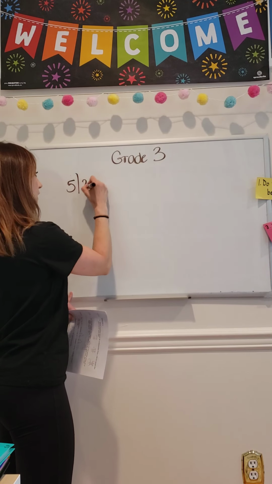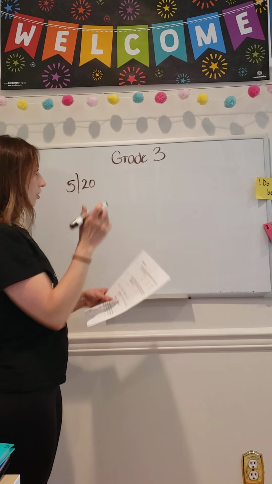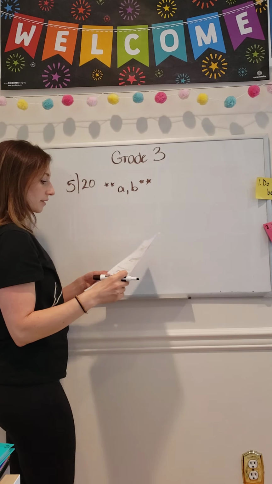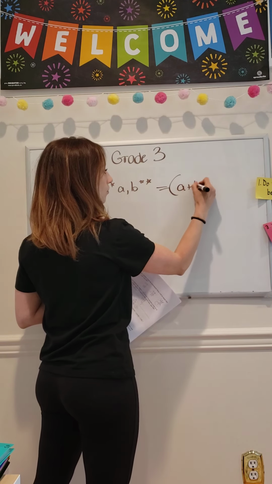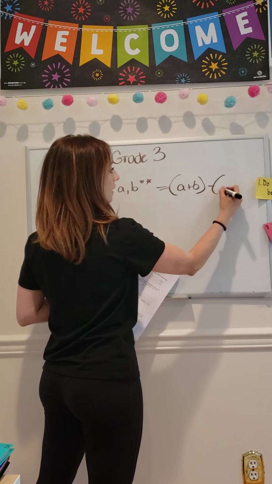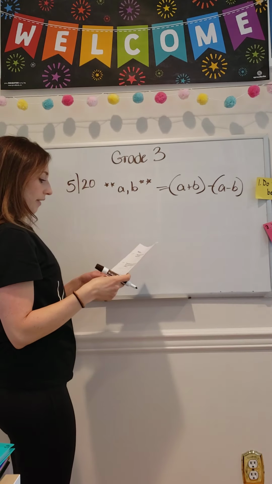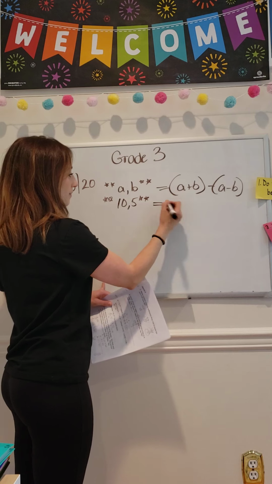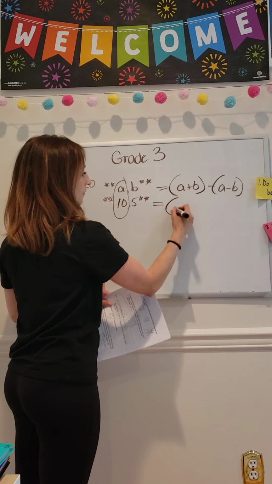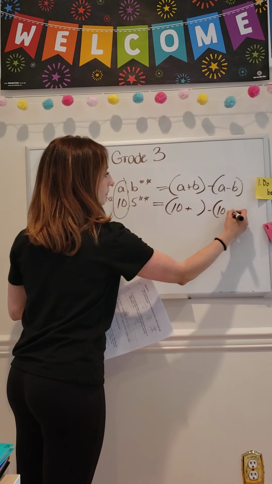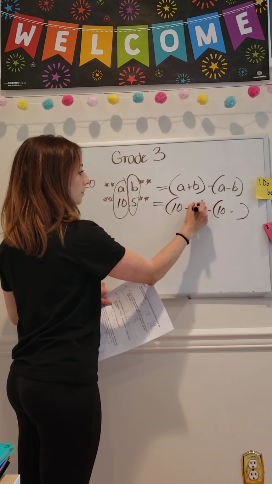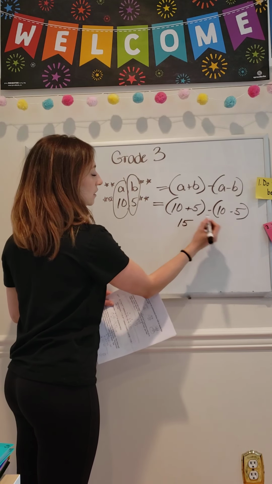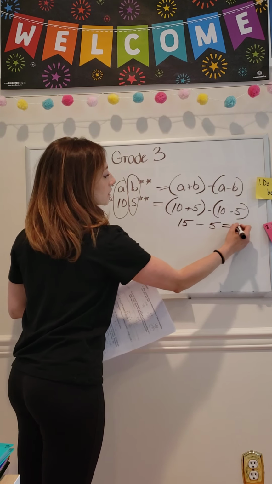On 520, the question is a secret code problem. So I'm going to do star, star, A, B, star, star. And when we see that symbol, it means they want us to do A plus B minus A minus B. And then they give us an example with 10 and 5 in between the 2 stars. So the 10 goes where the A goes. And the 5 goes where the B goes. And now that I have numbers in place of my letters, I can do the math. 10 plus 5 is 15. 10 minus 5 is 5. 15 minus 5 is 10.